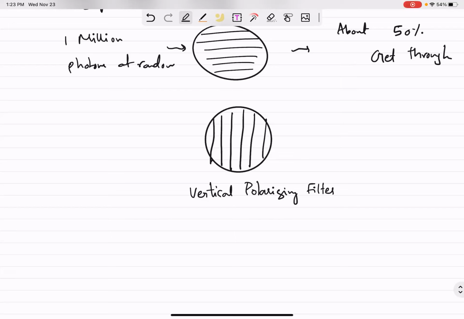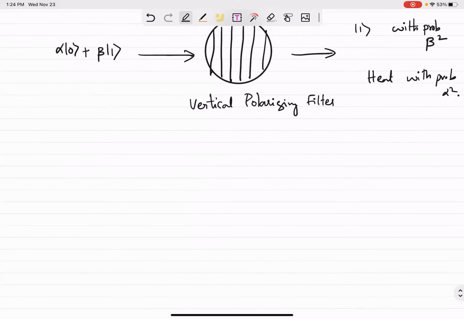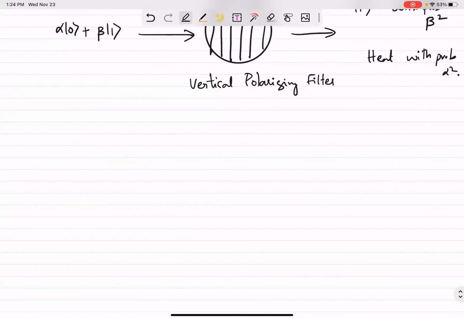That was unfortunate, otherwise it would have been fun to see. You need a little bit of a dark room to see that nothing is getting through. Otherwise, you will actually see this happening. So if I pass it through this, you'll see one with probability beta squared and heat with probability alpha squared.